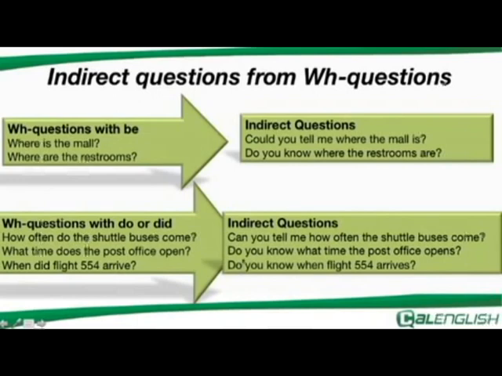However, if you want to use, for example, do you know, you're going to do the same exact thing. You're going to take out does in the middle, or did, and you're just going to add do you know at the beginning. So for example, do you know what time the post office opens? Do you know when flight 554 arrives? Do not put do, does, or did in the sentence again. So for example, you're not going to say, do you know when did flight 554 arrives? No. You already used do. You're not going to use it again.